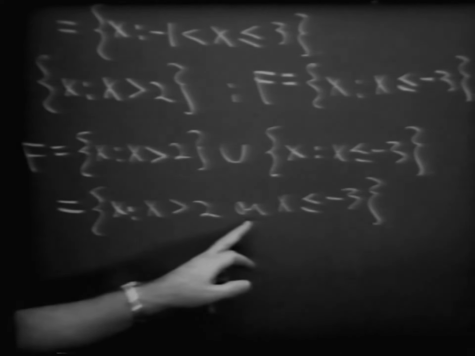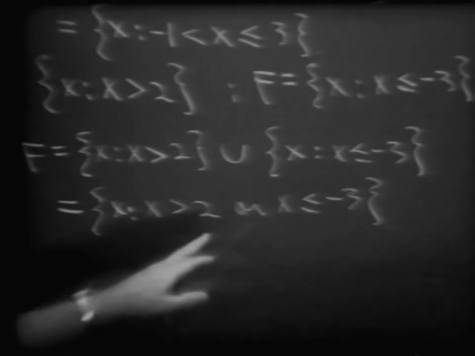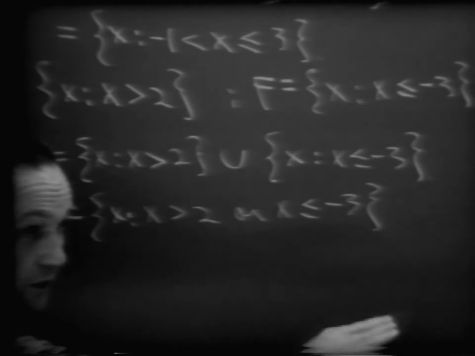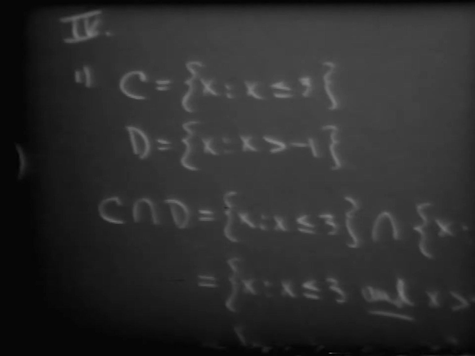Now notice with the use of the word or here, we cannot put the number x between two given numbers. It has to be outside of some interval. So let's decide to call this idea 1 all the way down to here.